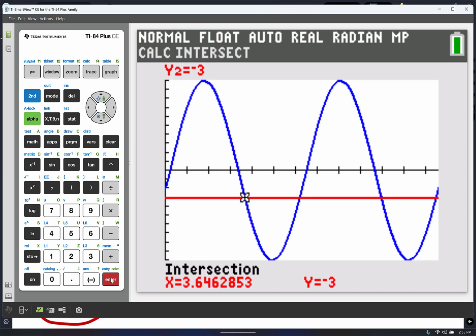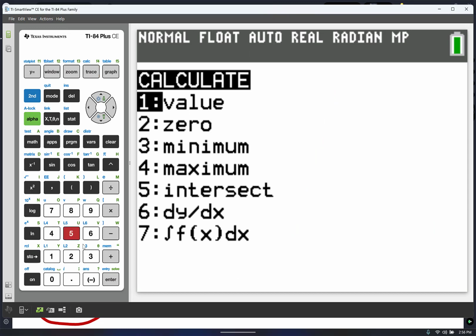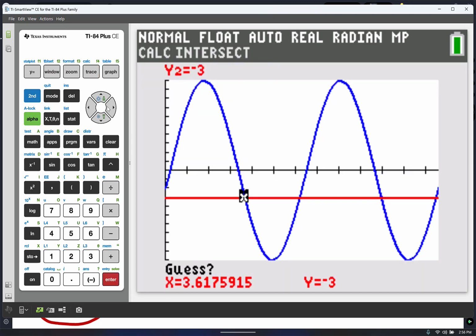Is one of my answers 3.646? Is that one of your answers? Yes. There it is, where it works. Second calculate, number 5, intersect. I'm going to enter twice and scroll to the one you want. When it says guess, scroll to the one you want. Enter. 6.178. Is that one of your answers?